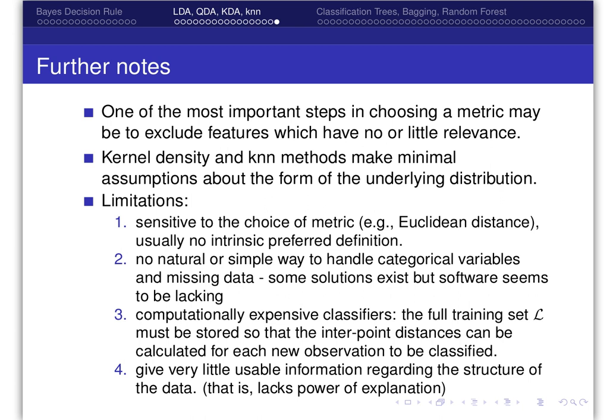Some additional notes. One of the most important steps in choosing a metric may be to exclude features which have no or little relevance. Kernel density and k-nearest neighbors methods make minimal assumptions about the form of the underlying distribution. There are some limitations to these methods. First, these methods are sensitive to the choice of the metric, and no specific metric distance is preferred. Second, there is no natural or simple way to handle categorical variables and missing data. Some solutions exist, but software seems to be lacking.